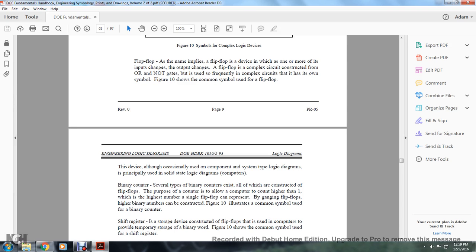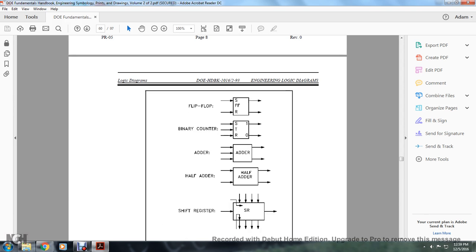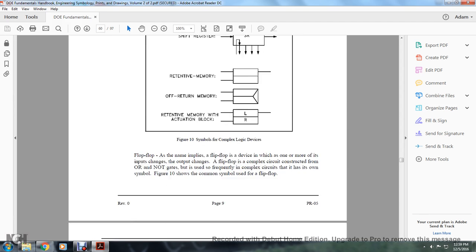Binary counters. Several types of binary counters exist, all of which are constructed from flip-flops. The purpose of the counter is to allow the computer to count higher than 1, which is the highest number a single flip-flop can represent. By ganging flip-flops, higher binary numbers can be constructed. Figure 10 illustrates the common symbol used for the binary counter. So you have your binary counter by ganging flip-flops, adding something on an input for the flip-flop. You're allowed to add 1 to each binary counter.